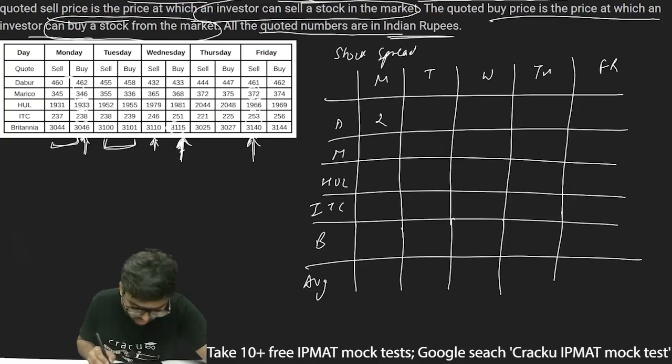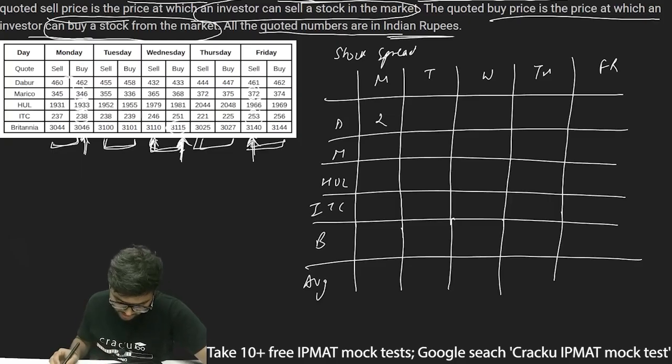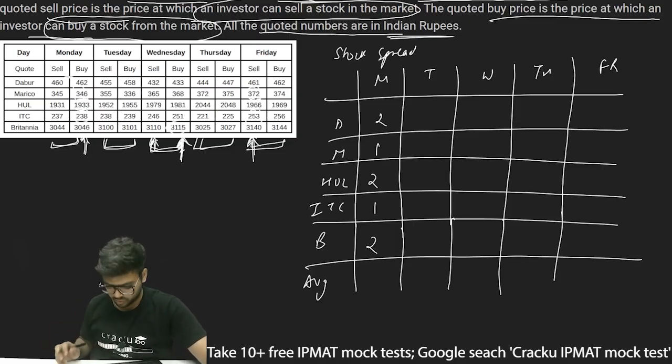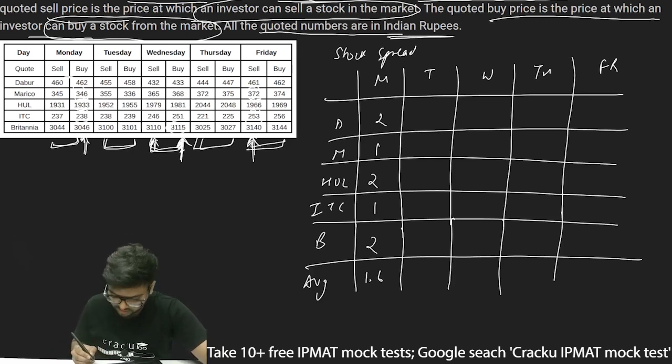The difference between these two is the stock spread on Tuesday, this on Wednesday, these two on Thursday, and these two on Friday. So this is 2, this is 1, this is again 2, again 1, and again 2. So 2 plus 1 is 3, plus 2 is 5, plus 1 is 6, plus 2 is 8. So 8 divided by 5, the average stock spread is 1.6 on Monday.